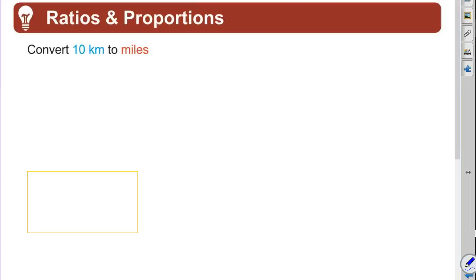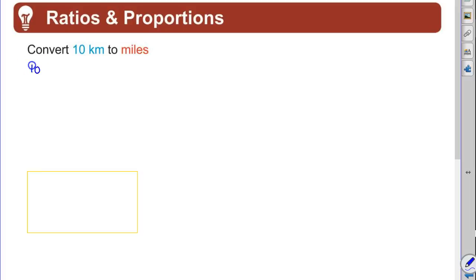And this is the quick review, ratios and proportions. So I've got to do a couple things here. Remember, a ratio is a comparison of two quantities, usually in fractional form. You could use the word "to," or you can use a colon. All right, I'm going to convert 10 kilometers to miles.